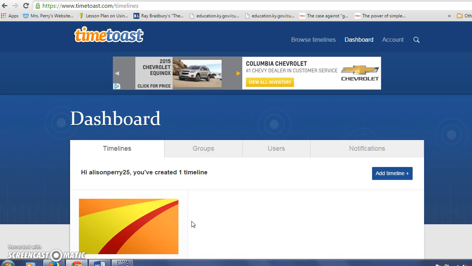So today we're going to be reviewing for our Great Gatsby test using TimeToast. So once you get onto TimeToast and create your account, these are the steps you need to take to create your review timeline. So on the screen, we want to click on Add Timeline.